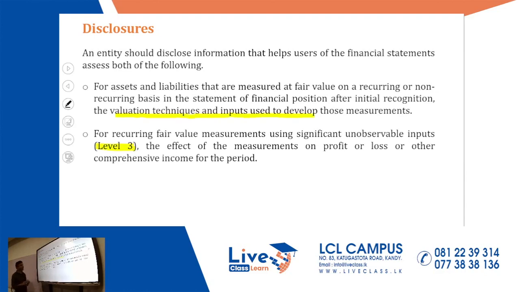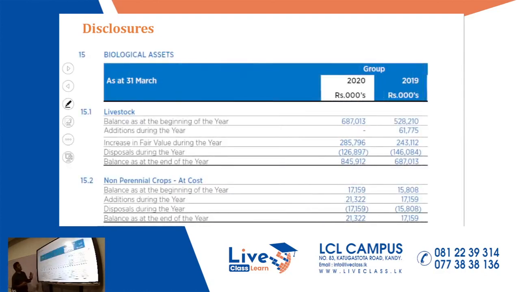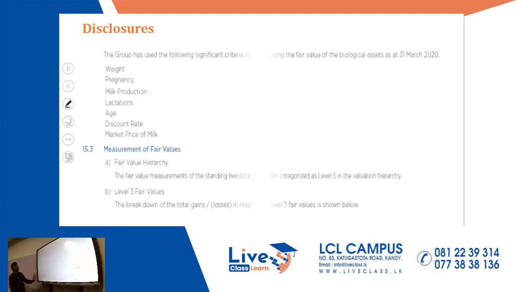I will show you an example. This is also a biological asset, where fair value is measured. Maybe in livestock, those cattle, right? If you take these cattle, you can see the balance at the beginning of the period, how much the asset is, additions during the period. Look at this, the increase in the fair value. So they have used fair value for these biological assets, these cattle.